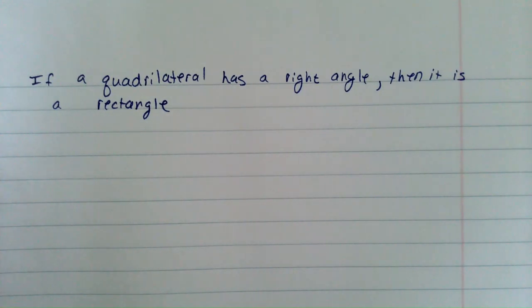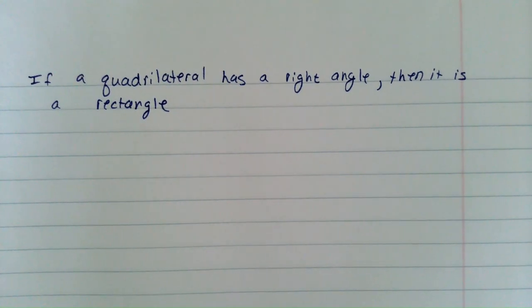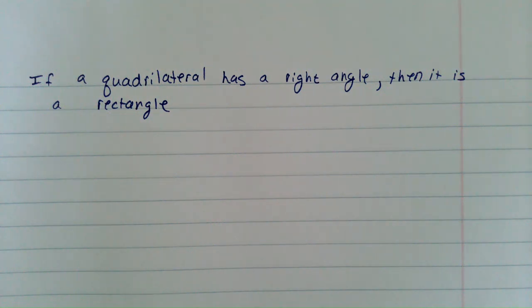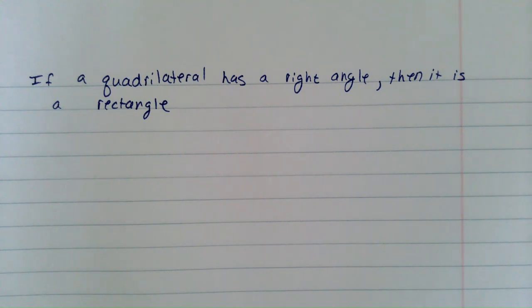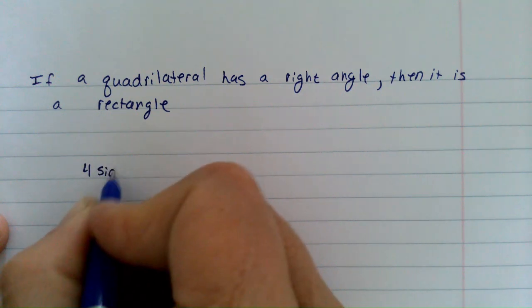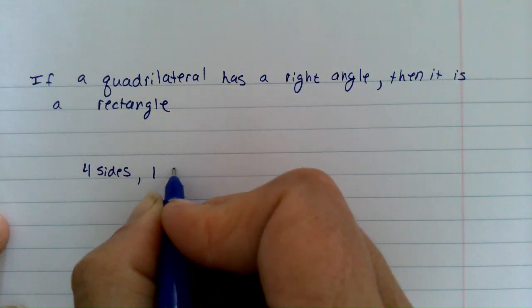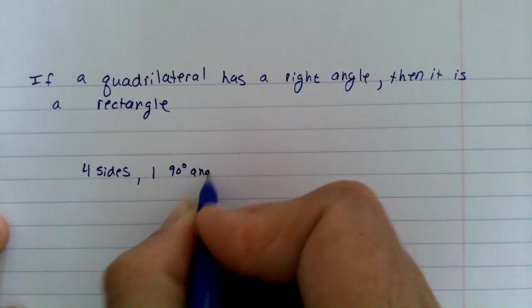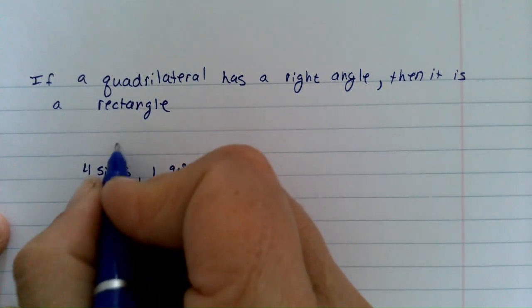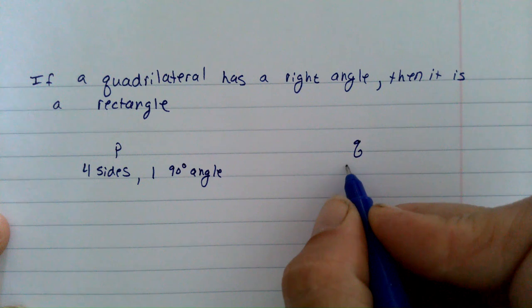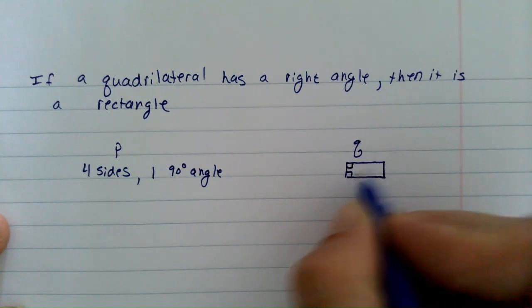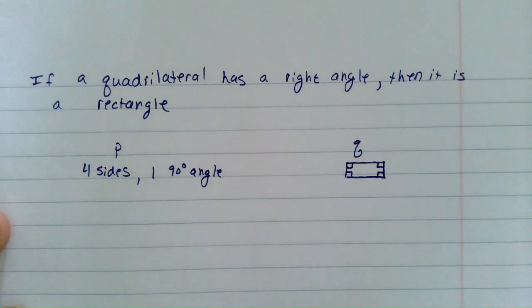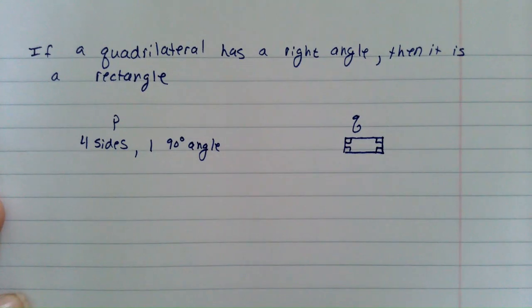So what are they talking about? Okay, well, quadrilateral means 4 sides, so we need to have 4 sides with a right angle. Okay, 4 sides, 1 90-degree angle. That's our hypothesis, and our conclusion is it's a rectangle. So can we guarantee that this is true?